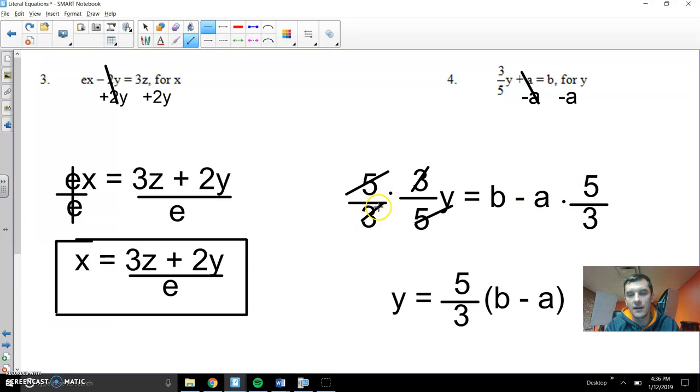So I've multiplied by the opposite of 3/5, 5/3, to the other side, and then I went ahead and put that in the front of the equation, and it needs to look like distribution, because that 5/3 needs to hit every single value that's on that side. And now you've got your final answer, y equals 5/3 of b minus a.